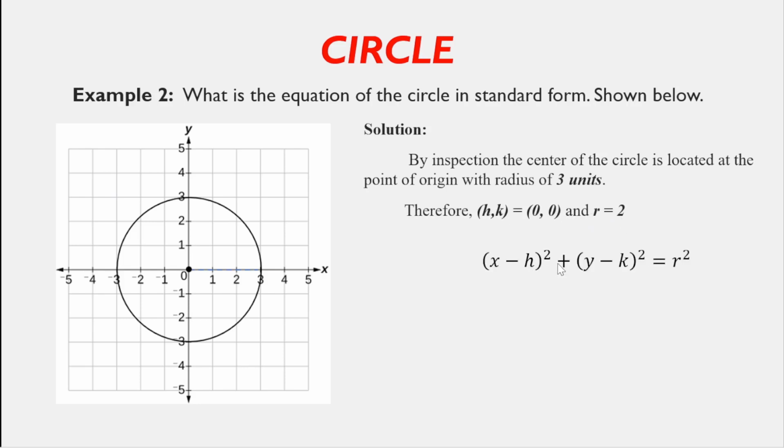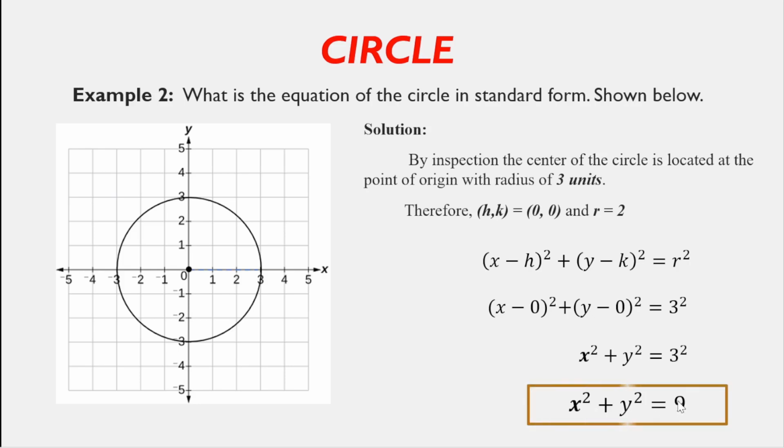If we use the standard equation of the circle whose center is located at (h, k), and substitute the value for h, which is 0, and the value for k, which is 0 also, we have (x − 0)² + (y − 0)² = 3². As we simplify, x minus 0 is equal to x, and y minus 0 is equal to y. So we have x² + y² = 3², or simplifying further, x² + y² = 9.